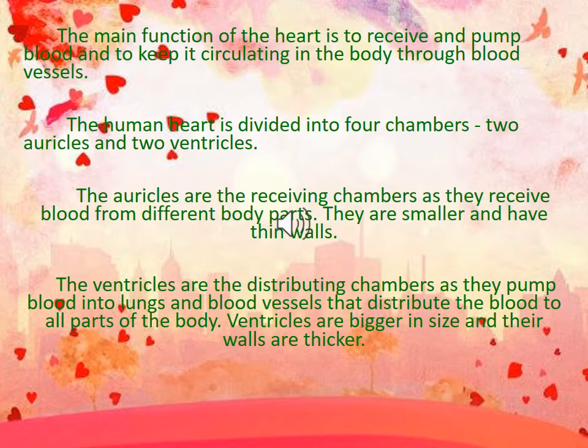Now, coming to the human heart. The human heart is divided into four chambers, two auricles and two ventricles. The auricles are the receiving chambers as they receive blood from different body parts. They are smaller and have thin walls. The ventricles are the distributing chambers as they pump blood into the lungs and blood vessels that distribute the blood to all parts of the body. Ventricles are bigger in size and their walls are thicker.